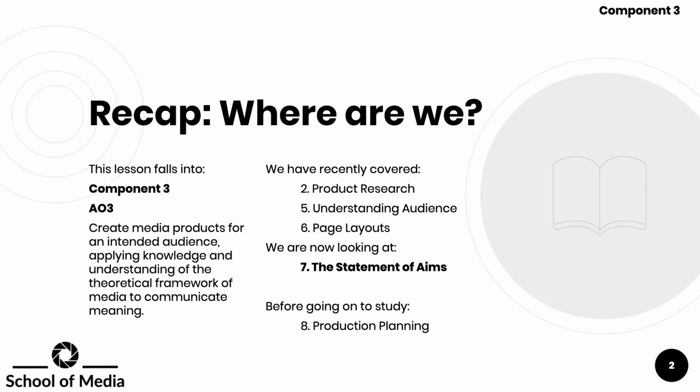So far we have looked at some production research in lesson 2. We've got to know the audience a bit in lesson 5. In lesson 6 we've just looked at page layouts and how you can start to sketch out some page layouts and chuck some ideas around. Today we're looking at the statement of aims. After this we're going to go on to making a plan for how you're actually going to plan your production.